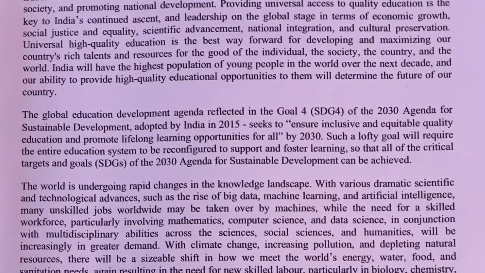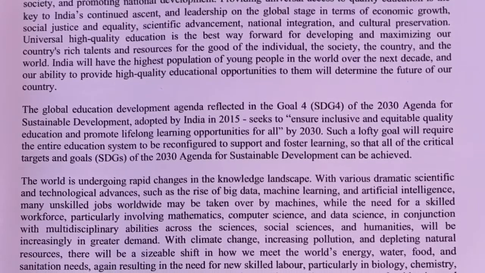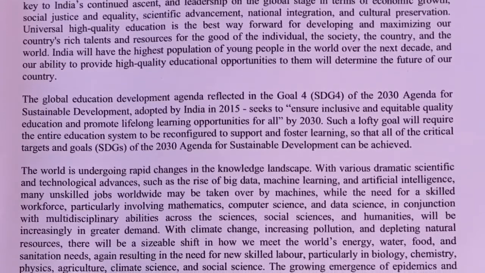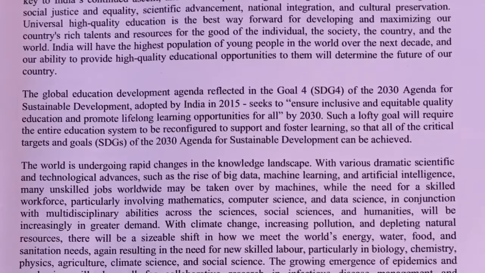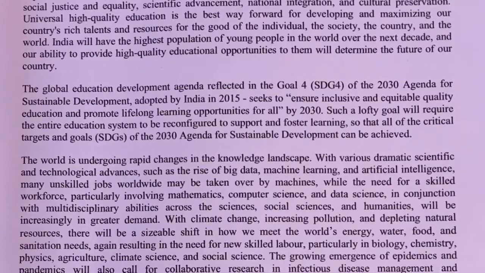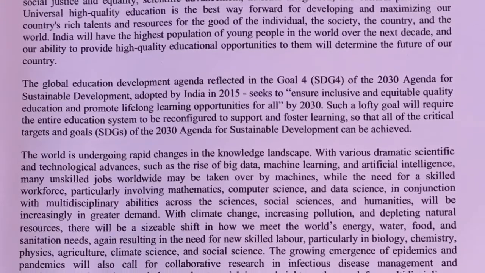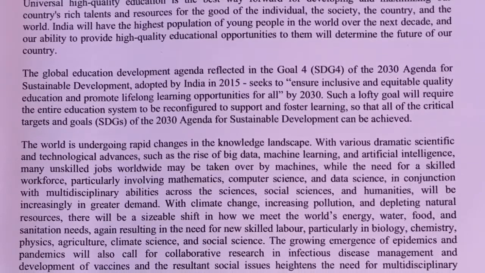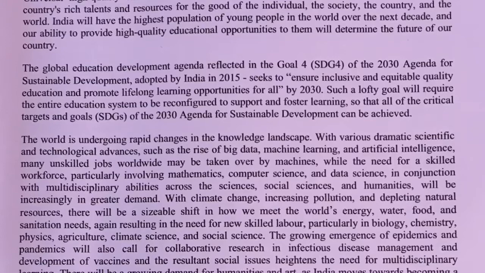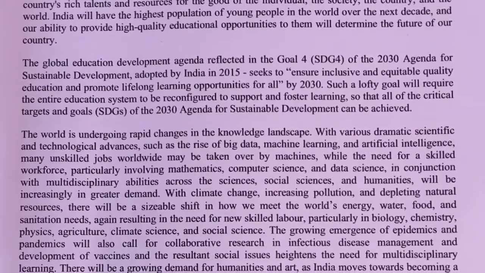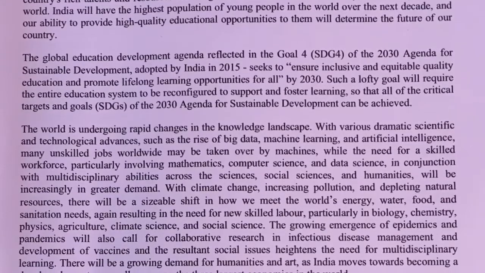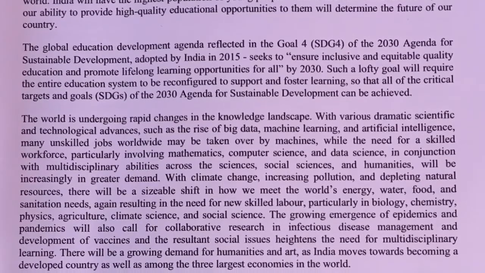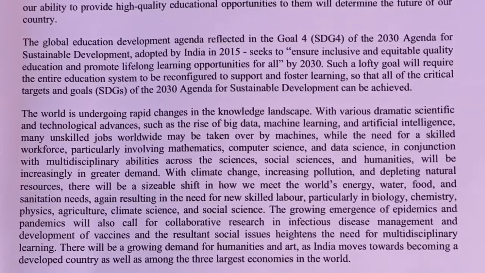India will have the highest population of young people in the world over the next decade, and our ability to provide high quality educational opportunities to them will determine the future of our country. The Global Education Development Agenda, reflected in Goal 4 (SDG 4) of the 2030 Agenda for Sustainable Development, adopted by India in 2015, seeks to ensure inclusive and equitable quality education and promote lifelong learning opportunities for all by 2030. Such a lofty goal will require the entire education system to be reconfigured to support and foster learning, so that all of the critical targets and goals of the 2030 Agenda for Sustainable Development can be achieved.